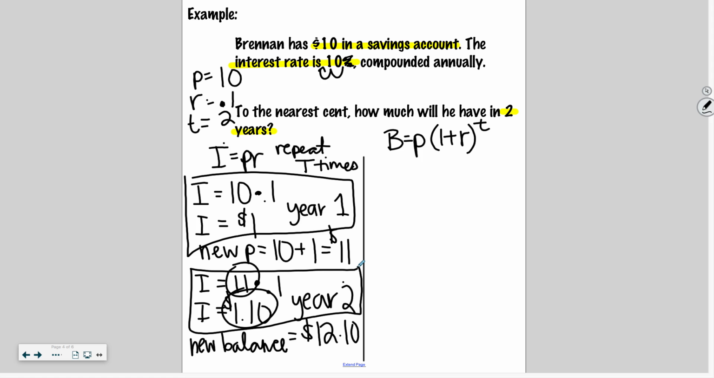Okay, I now have my calculator. I'm going to plug these into this new equation. So my balance is what I'm looking for. My principal is 10. 1 plus my rate is 0.1 to the power of t, which is 2.